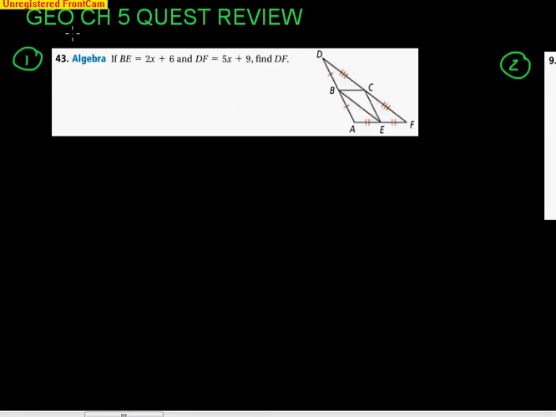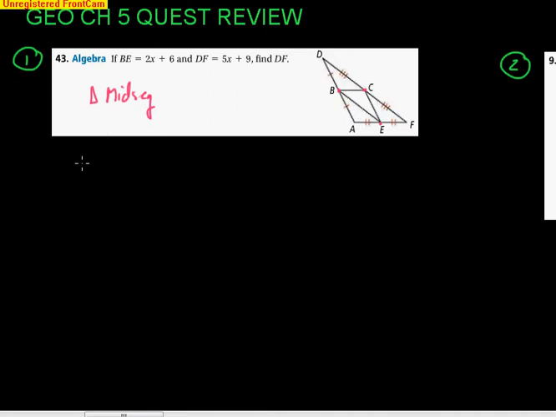Okay, so we're going to take a look at this picture right here. If BE is equal to 2x plus 6 and DF is equal to 5x plus 9, find DF. And we look at this picture and see all these congruent markings, and we understand that B, C, and E are all midpoints. So BC, CE, and BE are all midsegments. So this is a triangle midsegment problem. Okay? BE is the midsegment, DF is the third side.